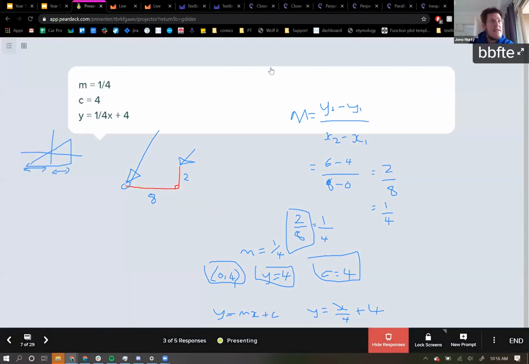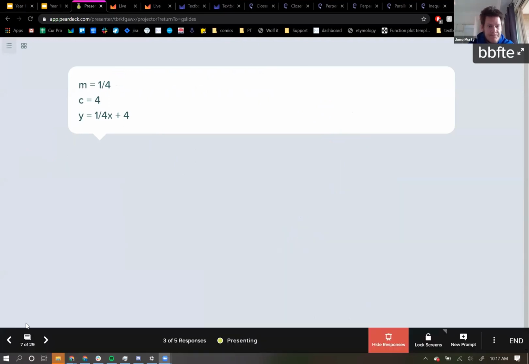That was a nice answer from Lena. So we can write 1/4 x, or we can write x on 4. You could write 0.25x. They're all valid answers.